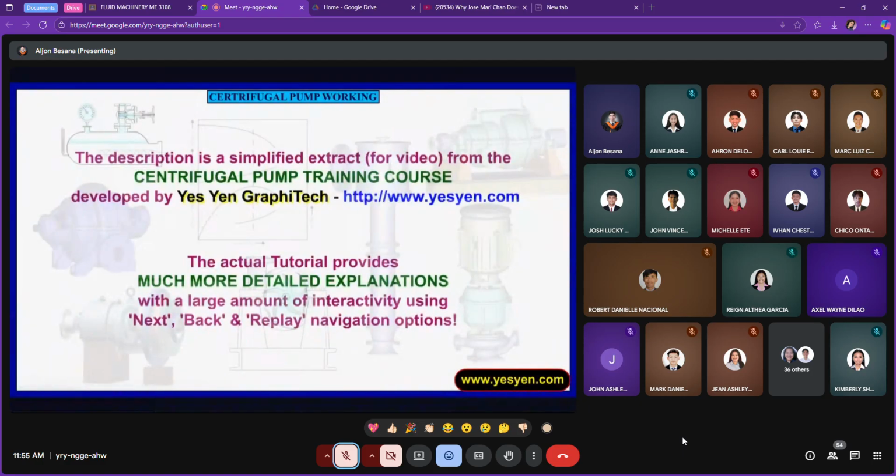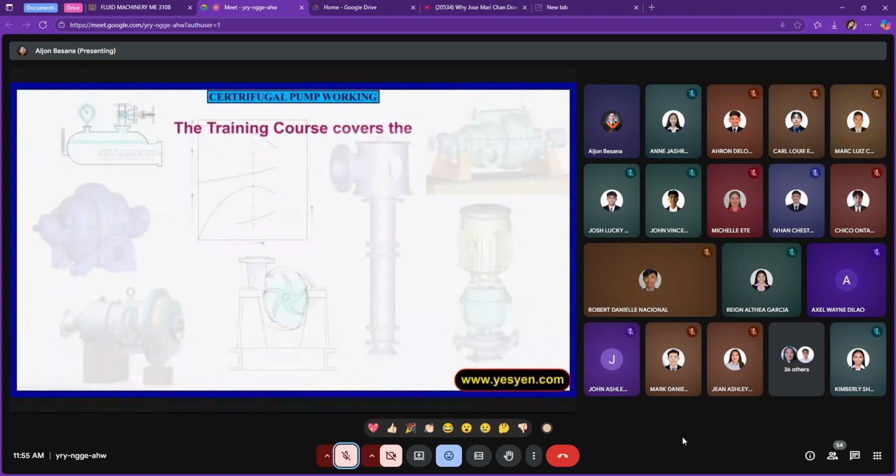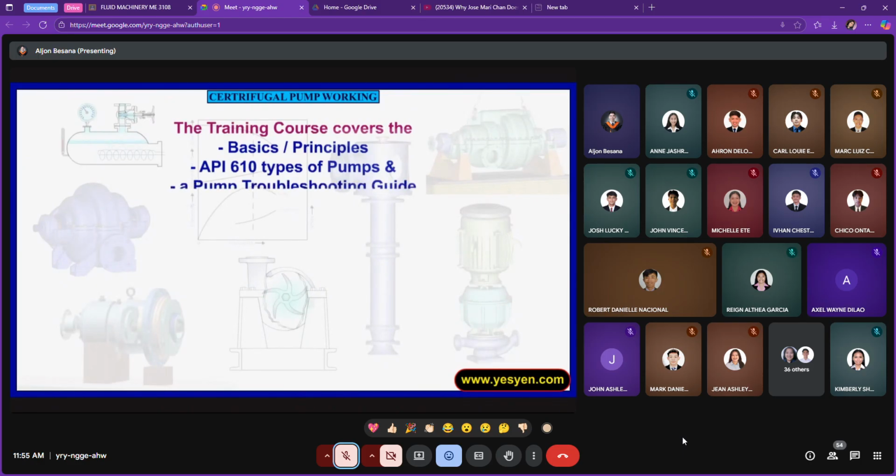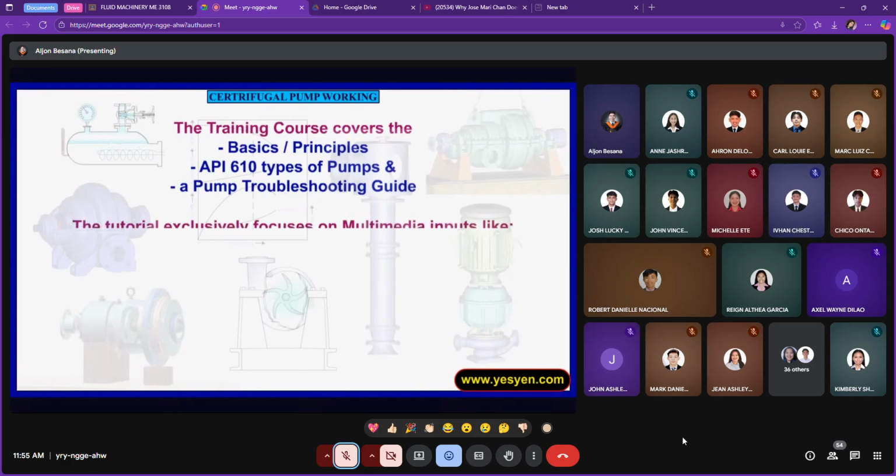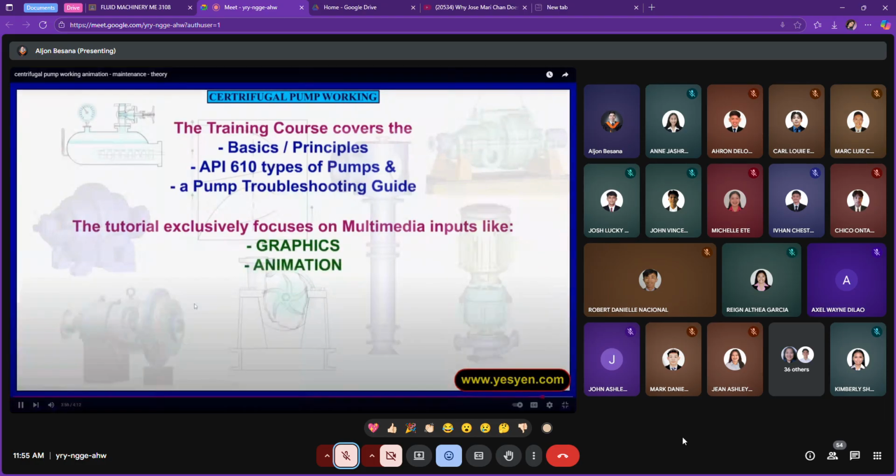The description is a simplified extract from the centrifugal pump training course developed by SCN Graphitek. The actual tutorial provides much more detailed explanations with a large amount of interactivity. The training course covers the basics and principles, API 16 types of pumps, and includes a pump troubleshooting guide. The tutorial exclusively focuses on multimedia inputs like graphics, animation, interactivity.